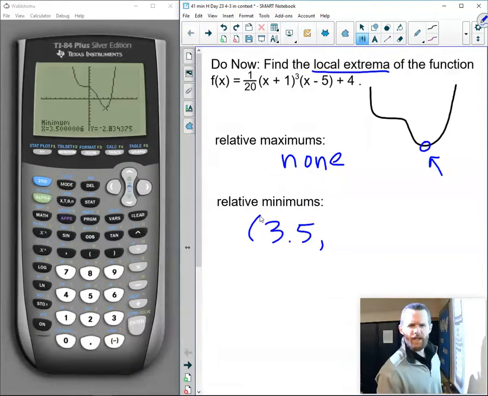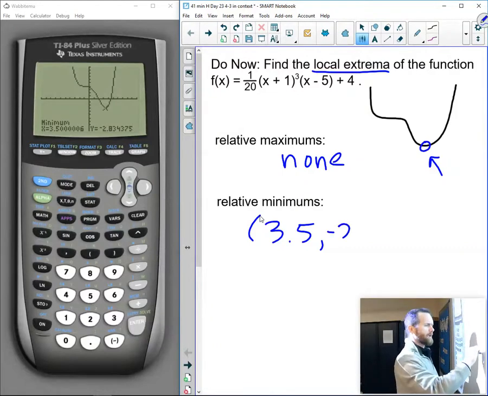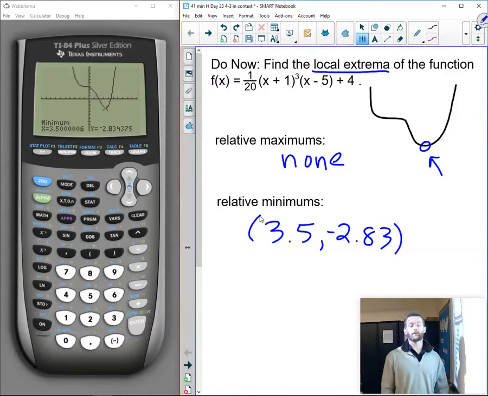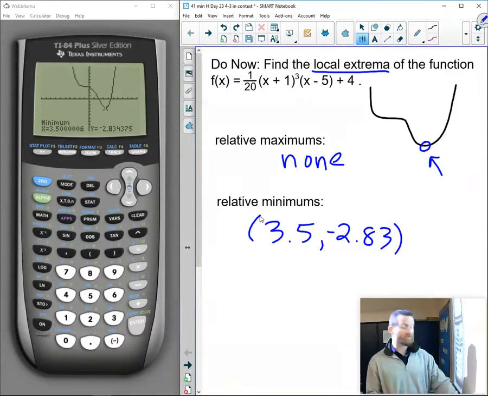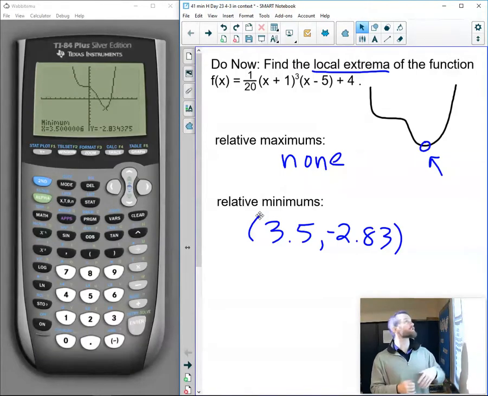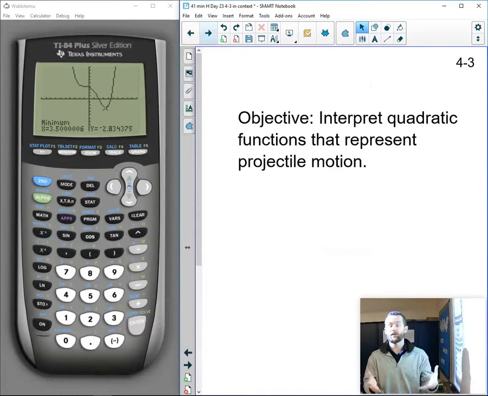And our y value is negative 2.83 rounded to 2 decimal places, negative 2.83. So that's not just a relative minimum, actually, that is the absolute minimum of this function, because there's no point in this function lower than that point. So there you go. There are the local extrema, and really just absolute extrema of that function.